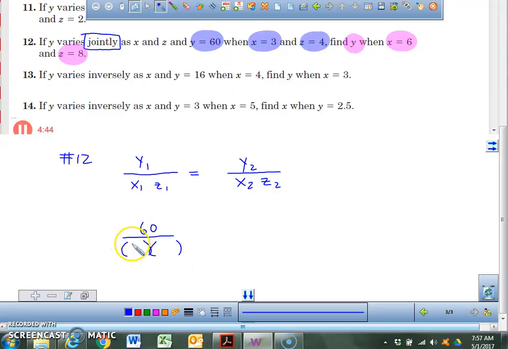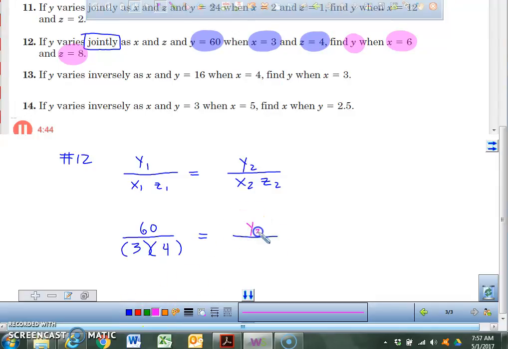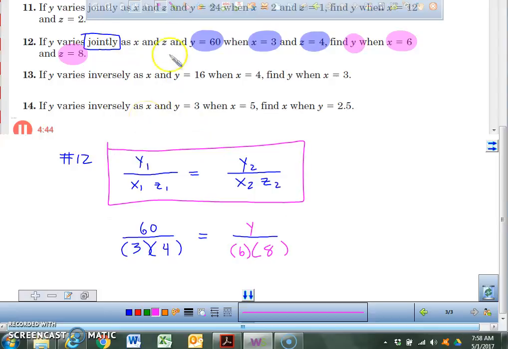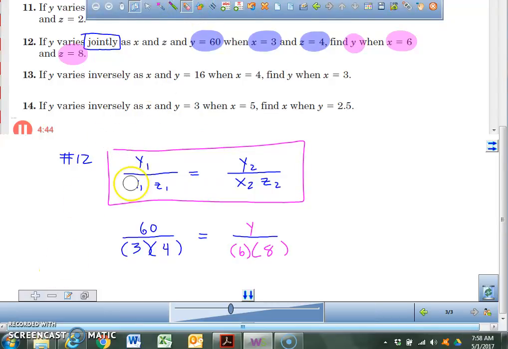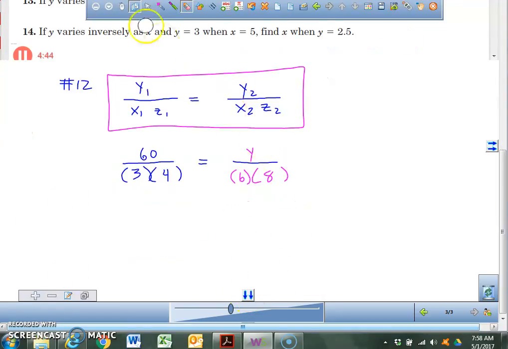For x1, I'm going to plug in a 3. For z1, I'm going to plug in a 4 and set that equal to y2. So instead of y2, I'm just going to say that's just y. x is a 6 and z is an 8. So all I'm doing right now is just plugging things into this formula right here. Alright, at this point, it's pretty easy.